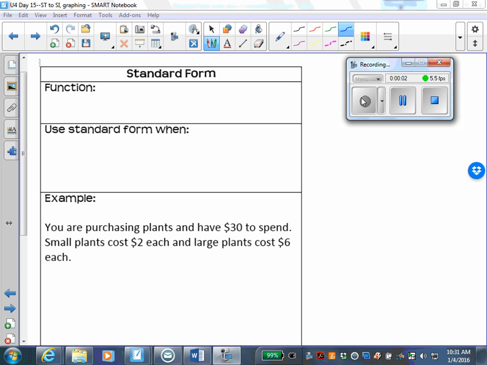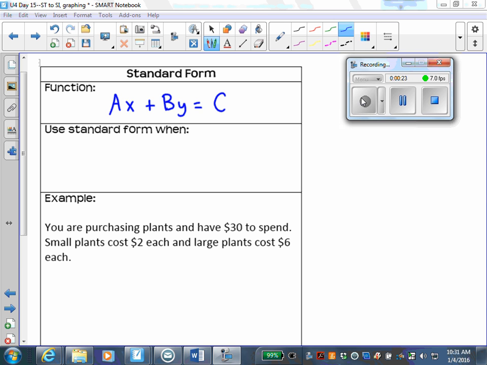All right, you should have the handouts that we gave you in class that are gold colored to take these notes on. It looks like this. We're going to start on the one that says standard form at the top. So the function or the equation for standard form goes ax plus by equals c.